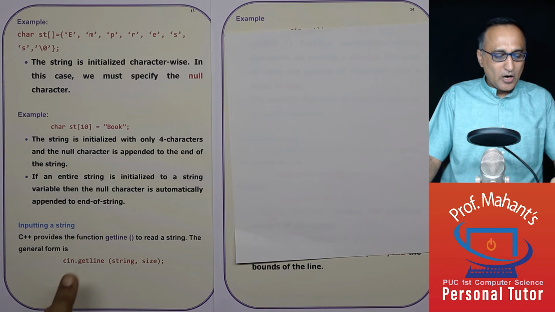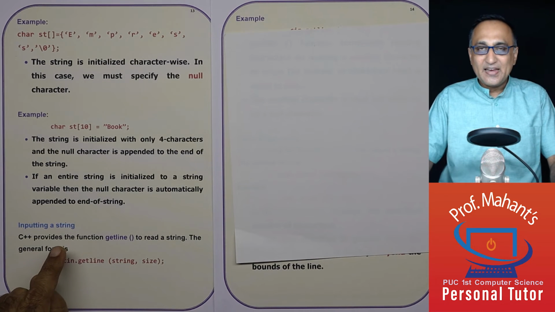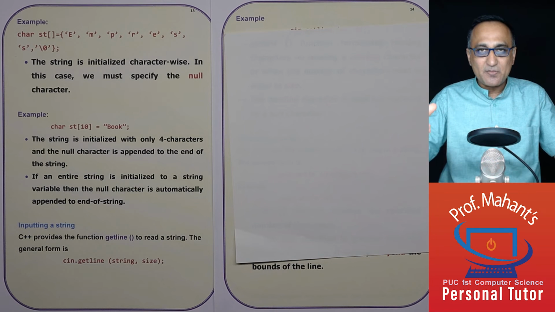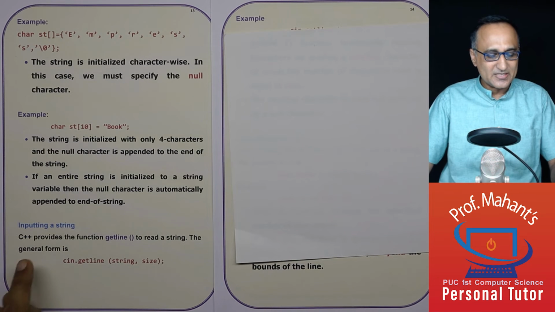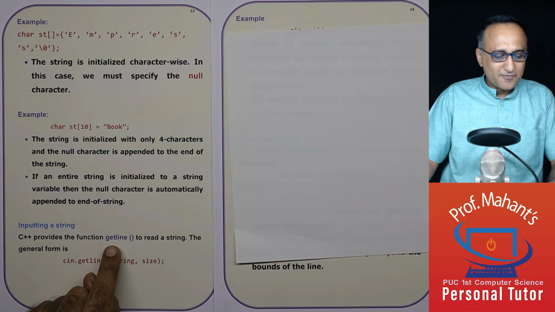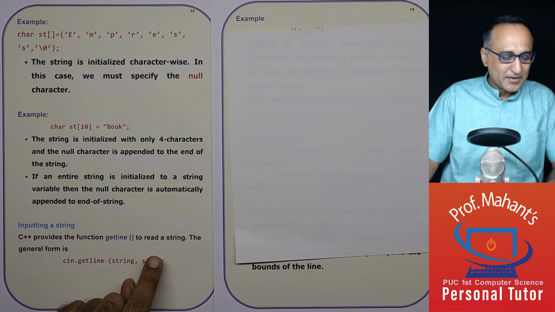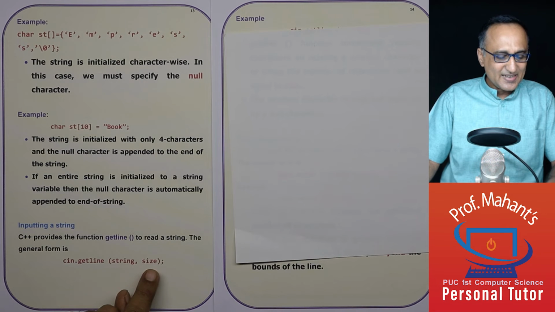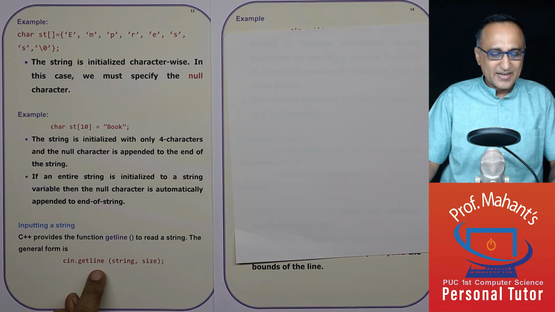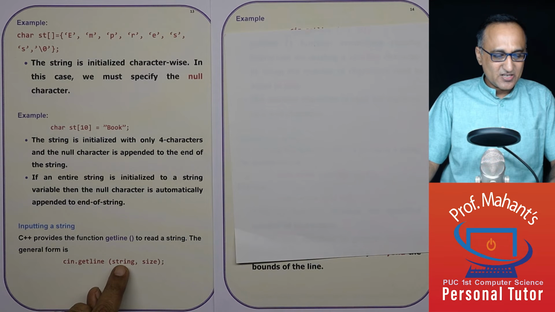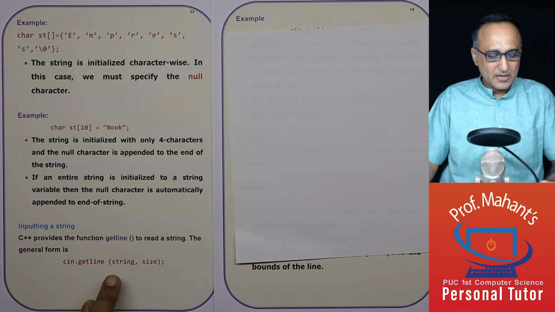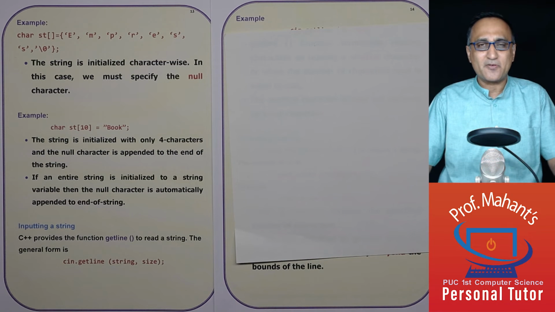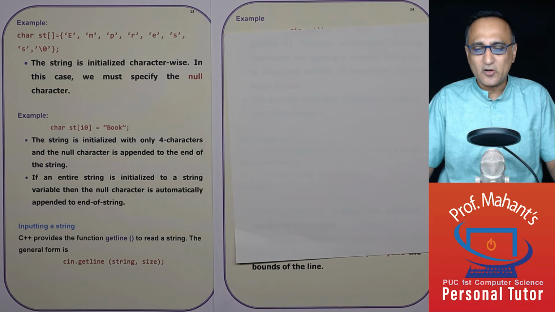Now let's take a look at how we can read a line or a string from the keyboard. That means we can read multiple characters. String means 0 or more characters. C++ provides a function called getline to read a string. The syntax is cin.getline, string and size. So cin.getline is the name of the function, string can be your st, a, b, c, whatever it is, and size is the maximum number of characters you are permitting the user to enter or read.